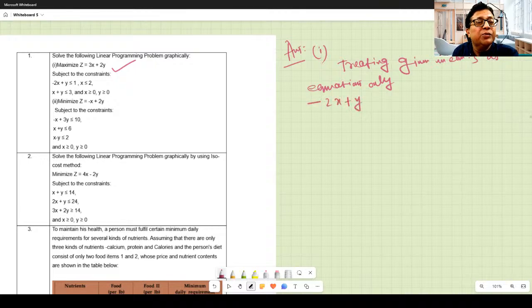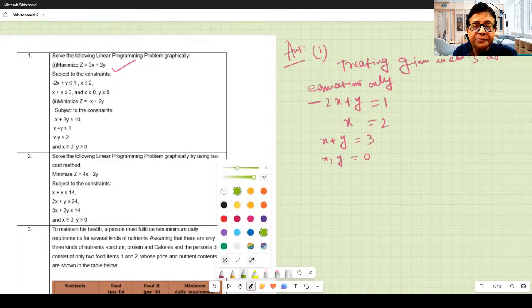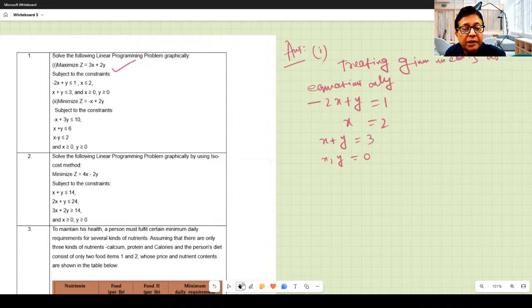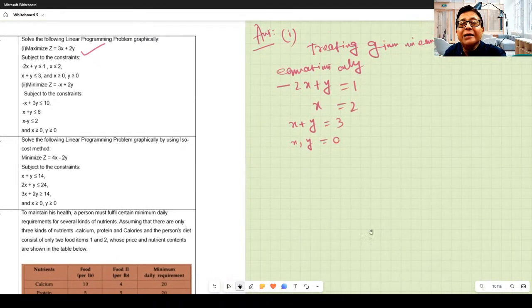Minus 2x plus y equal to 1, x is equal to 2, x plus y equal to 3, and x, y equal to 0. We have to plot this. For that, we need to draw a coordinate axis and then we will decide the region.